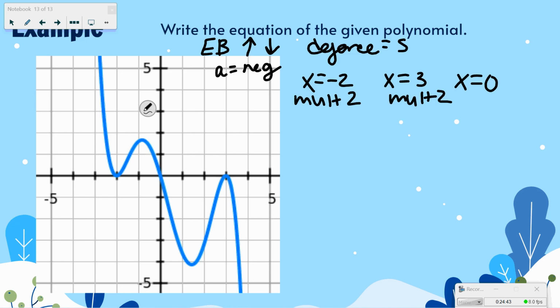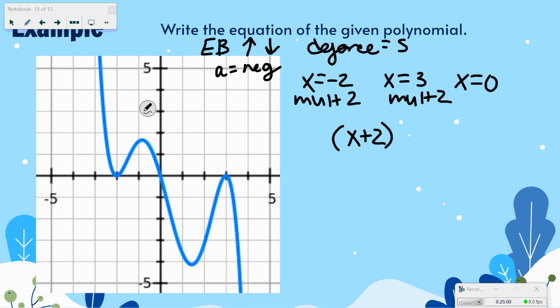Let's pause on the multiplicity for a second. If I just know x equals -2, what would I want to write next? Yes, that's the factor. Good job, Sabina. So I would do x plus 2.